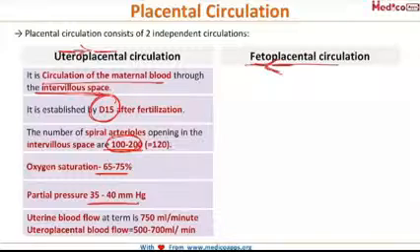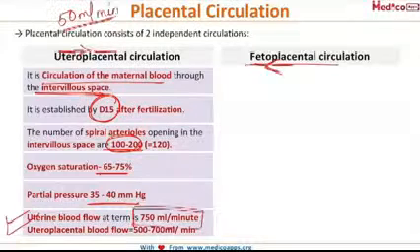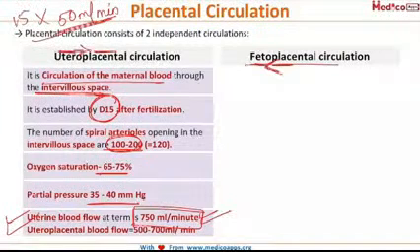Now a very important question is, what is the uterine blood flow at term? In the pre-pregnant state, the uterine blood flow is 50 ml per minute, and this increases to 750 ml per minute at term. That is, it increases almost 15 times from that of the non-pregnant state. And now the uteroplacental blood flow at term is 500 to 700 ml per minute.